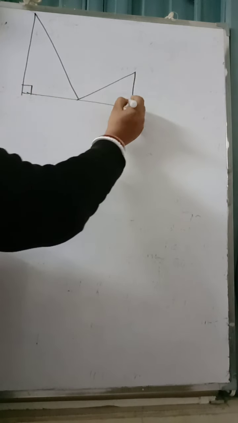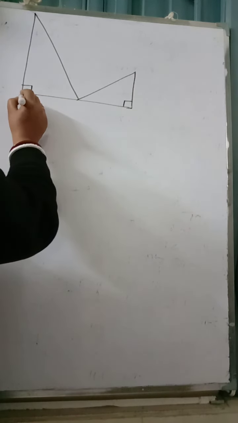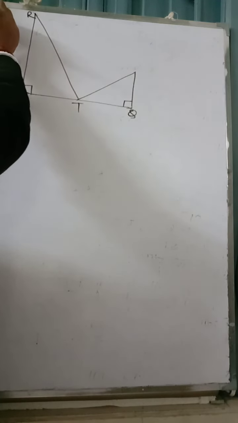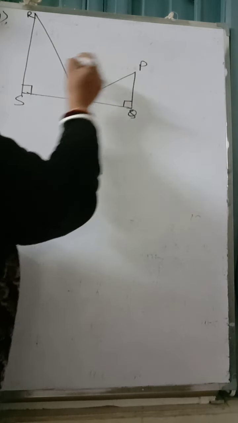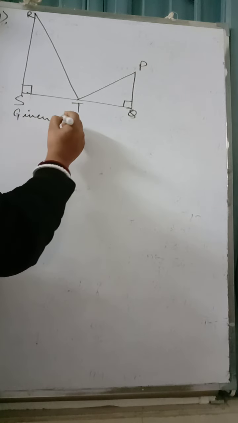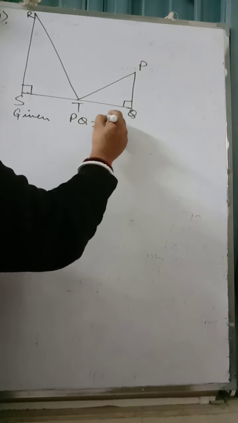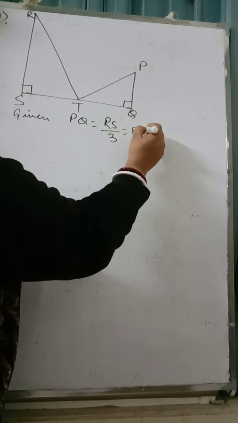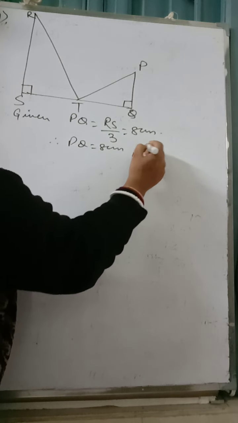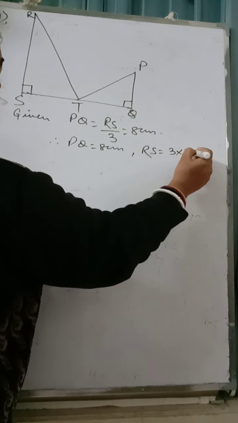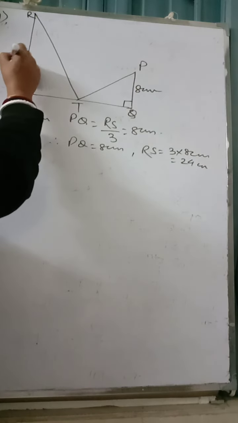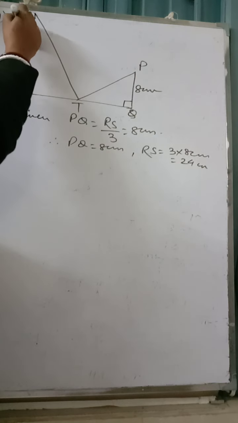This is 90 degree. This is 90 degree. This is S, T, Q, R. Question number 21. Now what we have to do, this is given: PQ is equal to RS by 3 is equal to 8 centimeter. So what do we get? PQ is equal to 8 centimeter and RS is equal to 3 into 8 centimeter, 24 centimeter. So PQ we have got 8 centimeter, RS we have got 24 centimeter, is it?